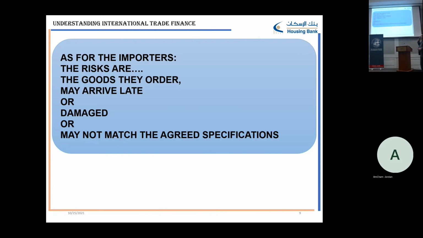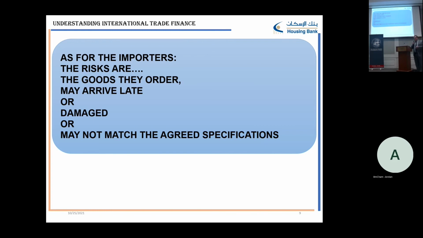For the importer, what is the risk? The risk for the importer is simply that I ordered goods. Did I receive what I ordered or not? Are the goods I received in good condition or not? Did I receive them damaged or not? Did I receive what I required, with my specification, or not? This is a very considerable risk for the importers.